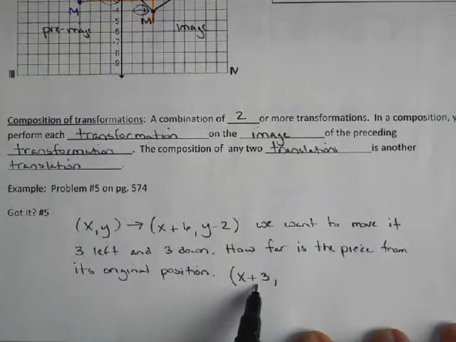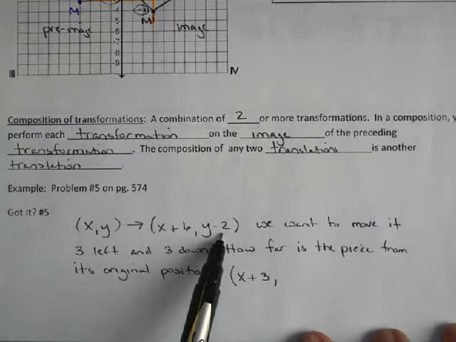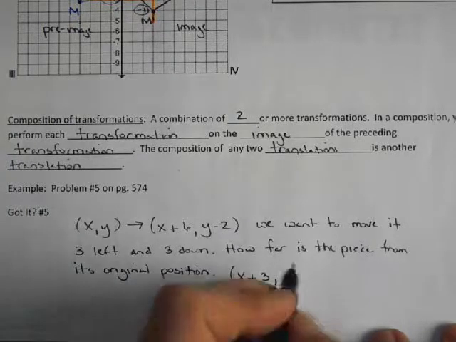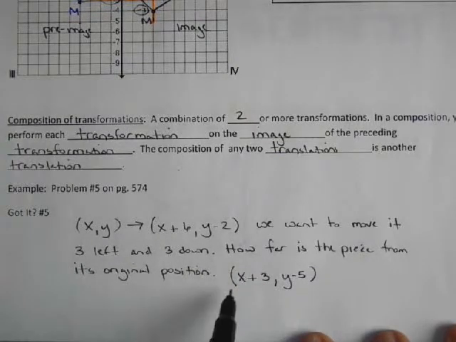And now we want to move 3 down from here where we left off. So 3 more down from y minus 2 would be y minus 5. So from its original position, it went to the right 3 and down 5.